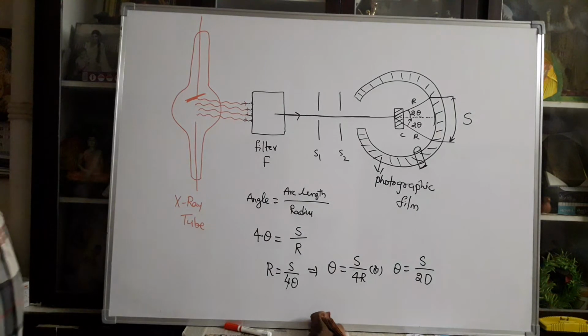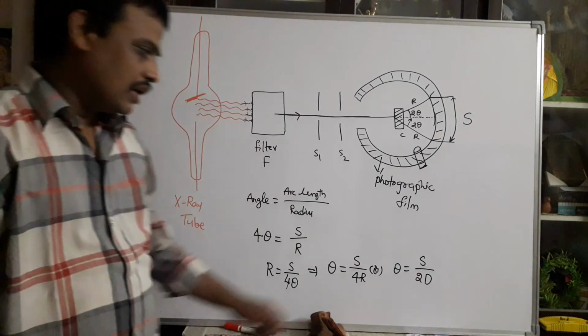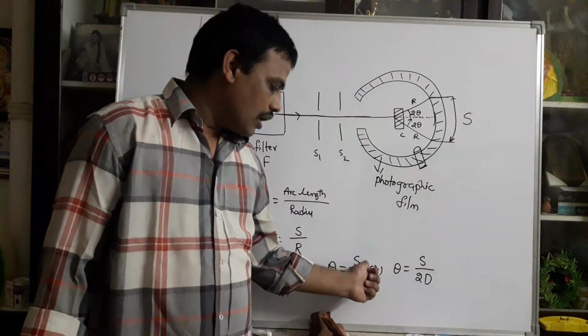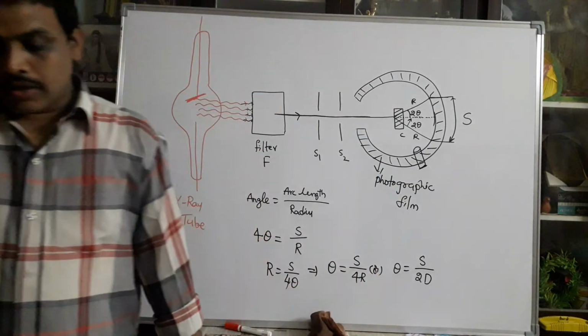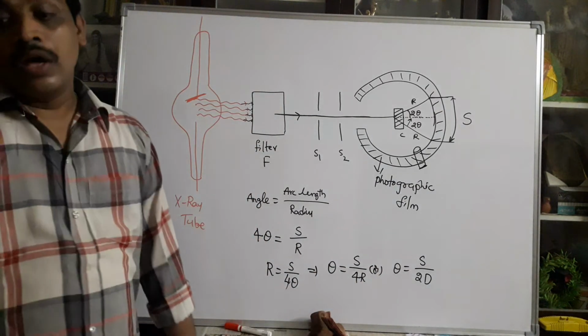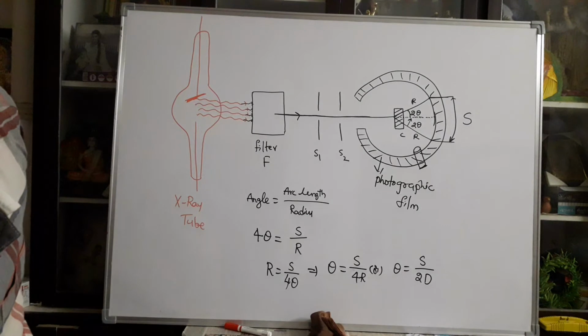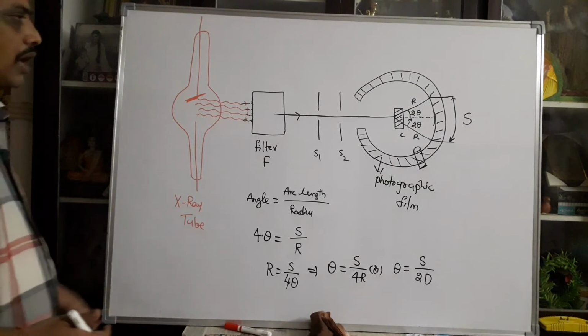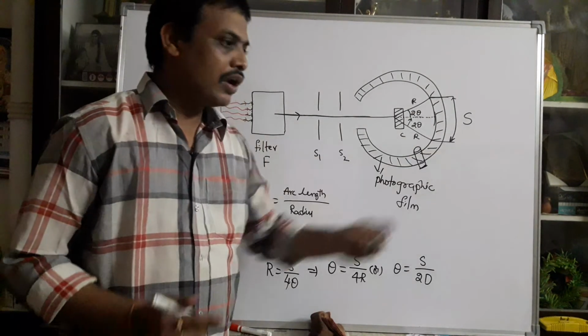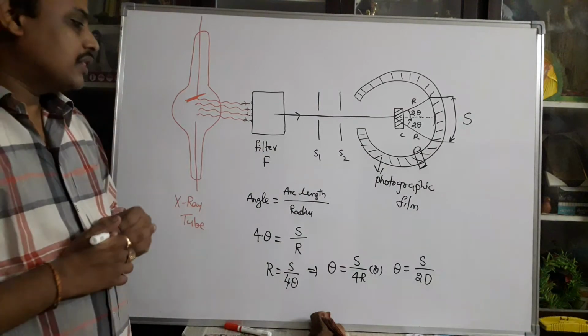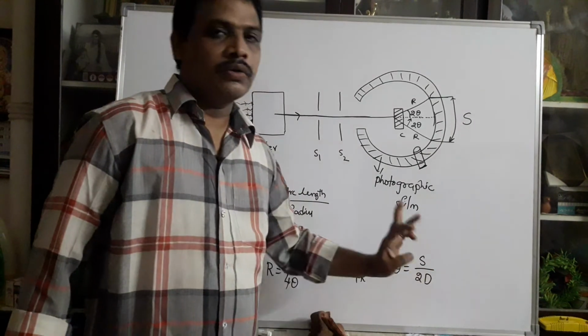So the diffracted angle can be measured. Theta is equal to arc length by 4 times the radius. According to that value I am calculating. So this is the experimental way to determine the angle: theta is equal to S by 2D.